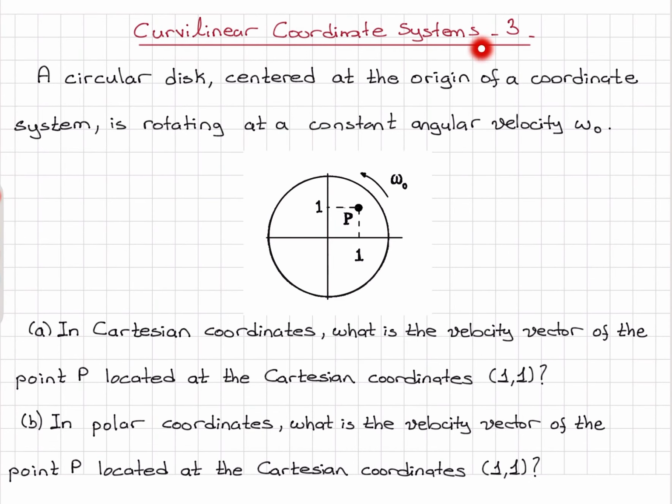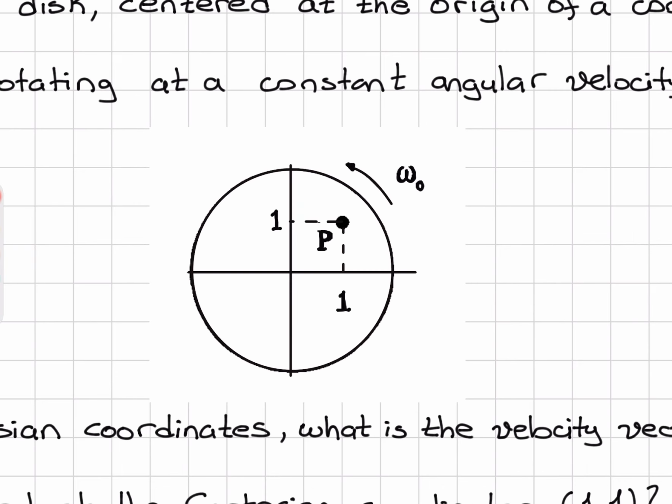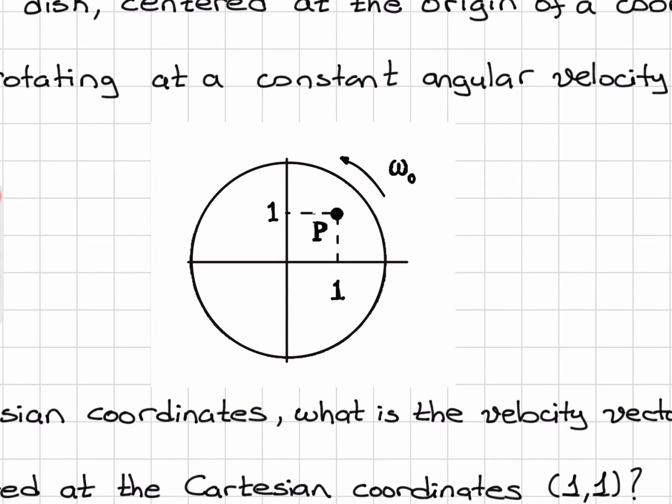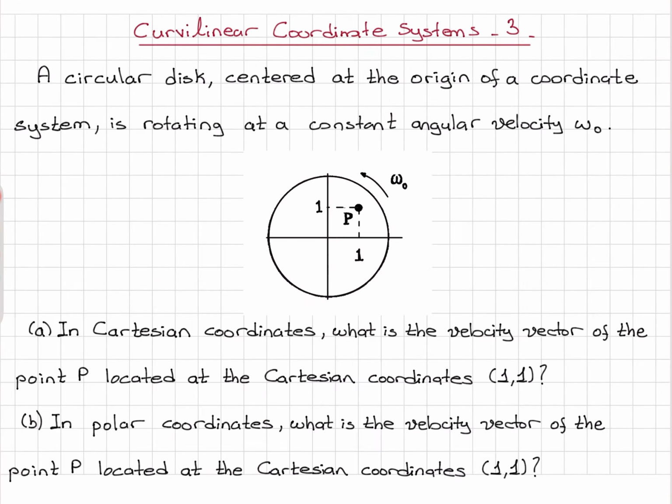Curvilinear coordinate systems, problem 3. A circular disk centered at the origin of a coordinate system is rotating at a constant angular velocity omega 0 in the counterclockwise sense. Part A. In Cartesian coordinates, what is the velocity vector of the point P located at the Cartesian coordinates 1, 1? And in B, in polar coordinates, what's the velocity vector of point P located at the Cartesian coordinates 1, 1?